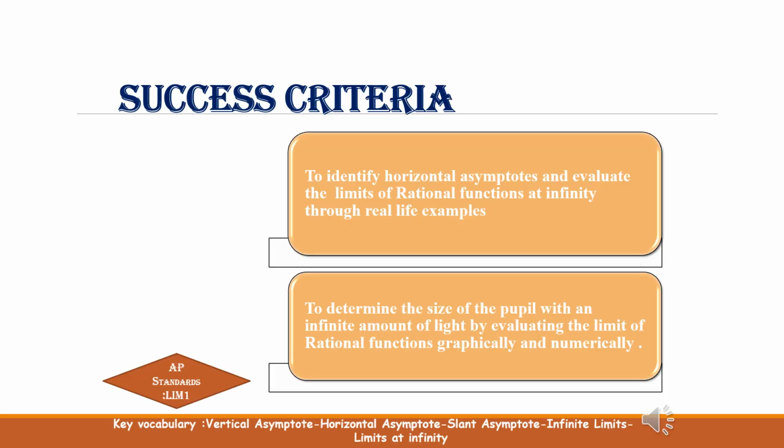And our success criteria is to identify the horizontal asymptotes and evaluate the limits of rational functions at infinity through real-life examples. For example, to determine the size of the pupil with an infinite amount of light by evaluating the limits of rational functions graphically and numerically. But in this part, we will study it graphically.